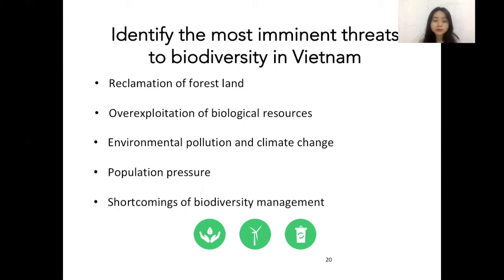The fifth one is shortcomings of biodiversity management. That is the lack of an effective state management system for biodiversity conservation. That is the unsystematic and inconsistent biodiversity conservation law. It is the poor planning for sustainable biodiversity protection at the local, regional, and national levels. And it is the limited amount of money to invest in biodiversity conservation.